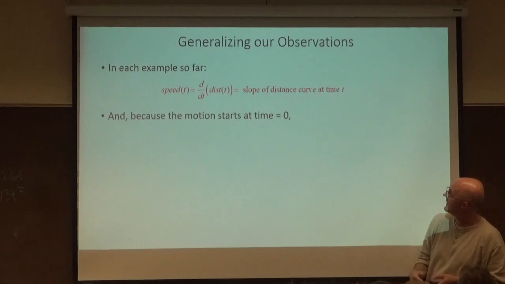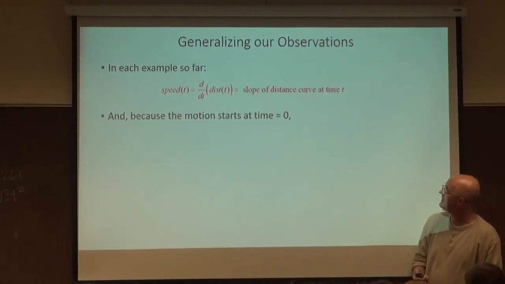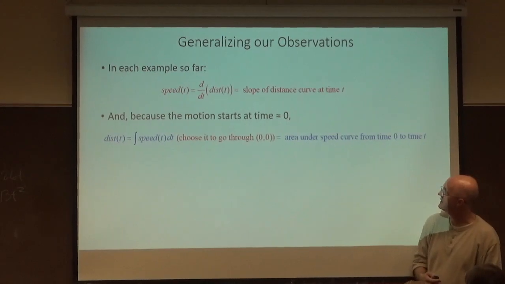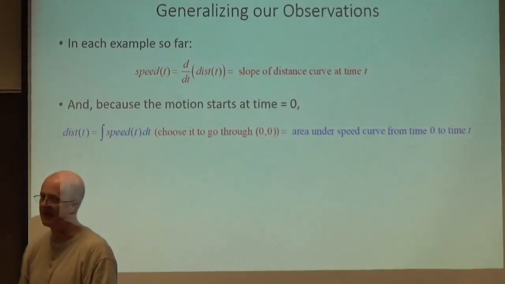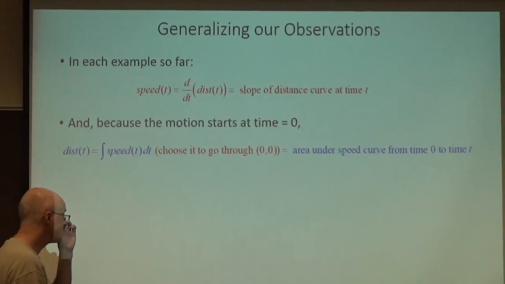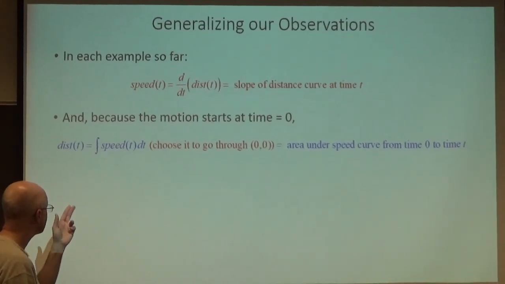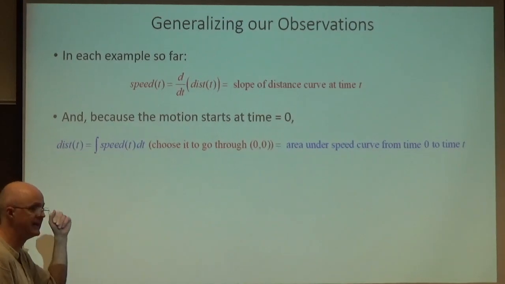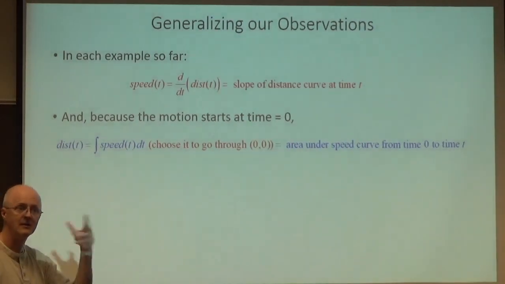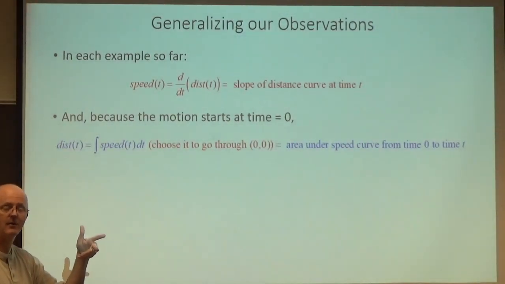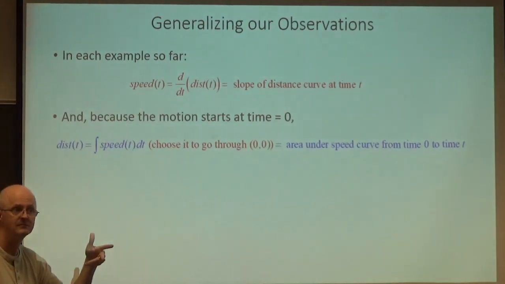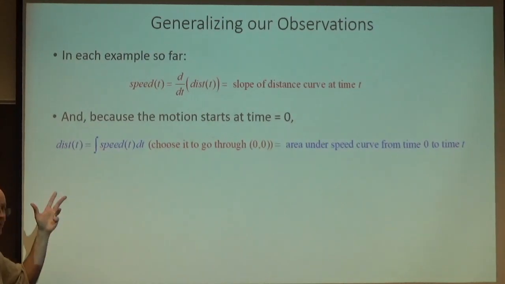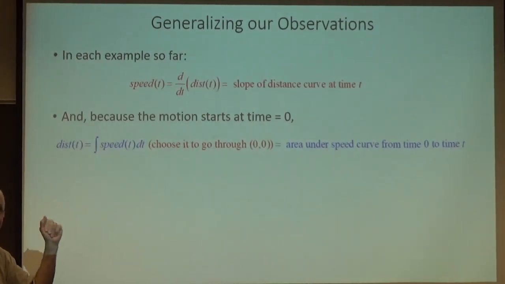What else? Because the motion starts at time 0, the distance is the integral of the speed. But don't do a plus c, where c can be anything. Choose the c so that this function, this formula, whatever you get, goes to the origin, its graph. Speed of 0, distance of 0 better be 0. These are functions of t, by the way, speed of t and distance of t.